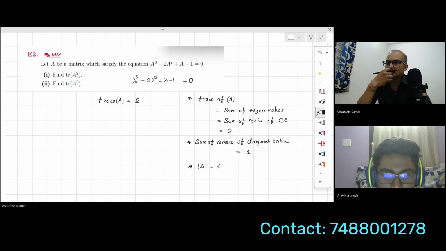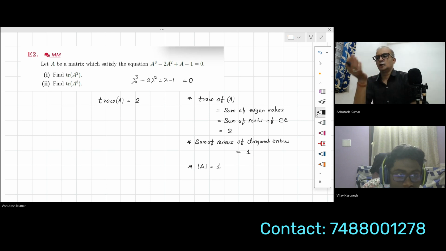How do you find the trace of A squared from here? Arey bhai, think. You can do it. I've given all the hints here.